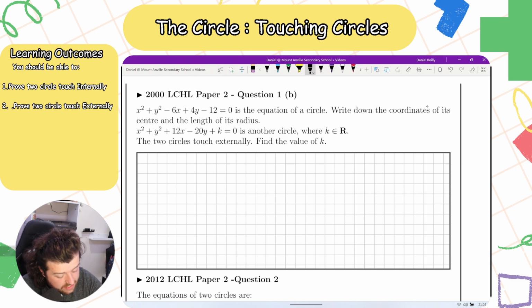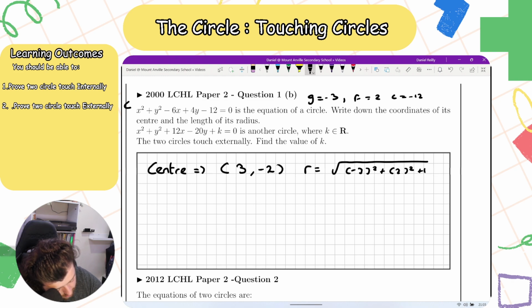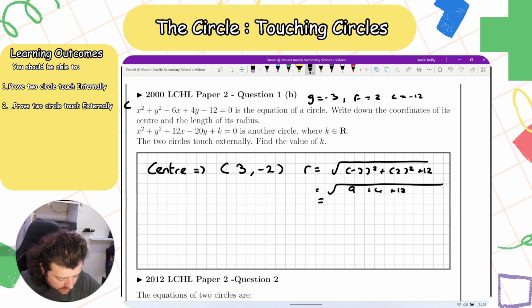This is the equation of a circle. Write down the coordinates of the center and the length of the radius. I'm just going to call this circle C. So the center of the circle is going to be (3, minus 2), and its radius is going to be equal to, so g is equal to minus 3, f is equal to 2, c is equal to minus 12. That is going to be the square root of minus 3 squared plus 2 squared plus 12. Remember, it's minus negative 12. 9 plus 4 plus 12. The radius is equal to the square root of 25. Sub it in, you get 5.